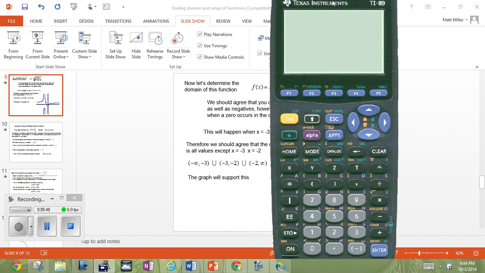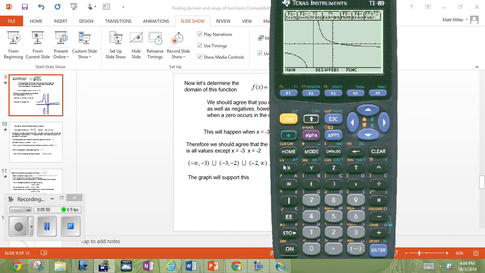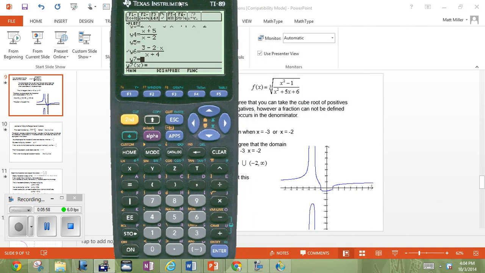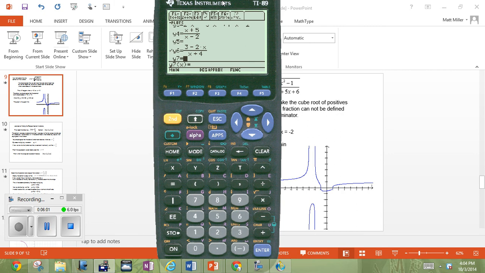So on the calculator, I'm keying in that same graph. So there is that same function, right? 3 minus 2x over x plus 4. So we found that the vertical asymptote was at -4. Okay, that is the restriction in the domain. Okay, x can't equal -4, and we found that y couldn't equal -2. So the graph kind of supports that.